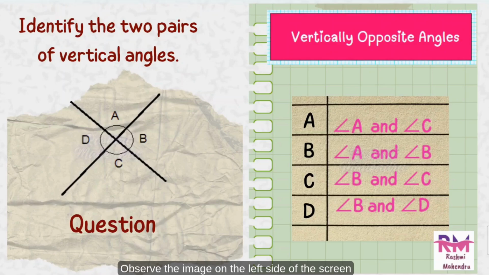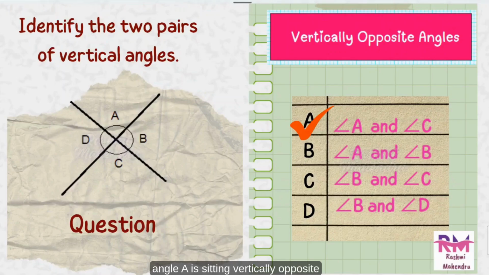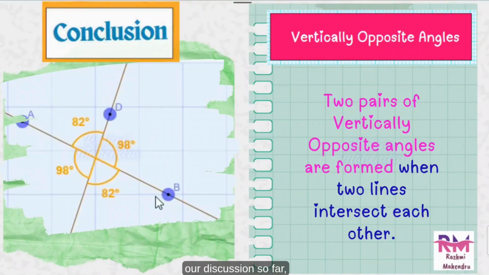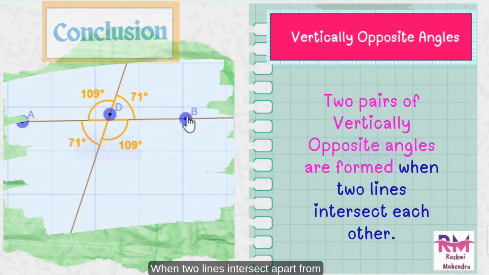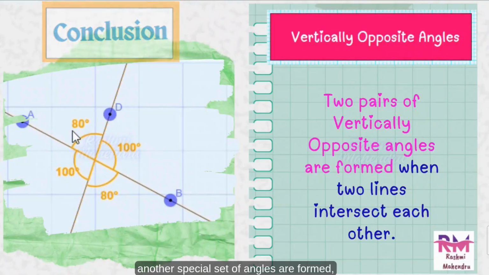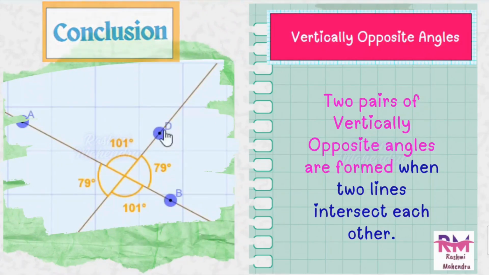Observe the image on the left side of the screen and identify 2 pairs of vertical angles. Correct. Angle A is sitting vertically opposite to angle C, while angle B is placed vertically opposite to angle D. From our discussion so far, we can come to a conclusion. When 2 lines intersect, apart from adjacent angles, another special set of angles are formed, which are called vertically opposite angles, and there are 2 such pairs.